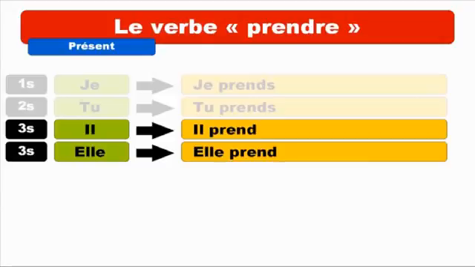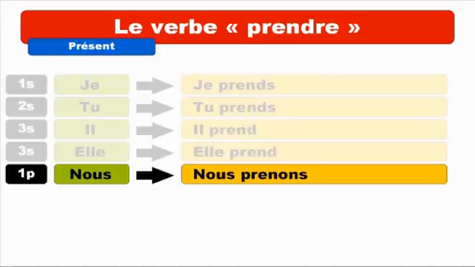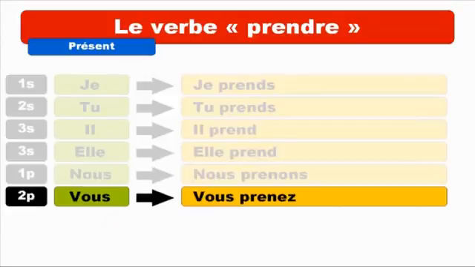Alright, so let's have a look now with the nous, first person of the plural. It's nous prenons. Keep in mind that the first syllable is pronounced like pre. Nous prenons. Repeat. Second person, it's vous, and then we get vous prenez. Repeat. Vous prenez. So for nous and vous, we've got the classical endings. For nous, usually it's ONS, and for vous, it's usually EZ. Nothing really special for this form.